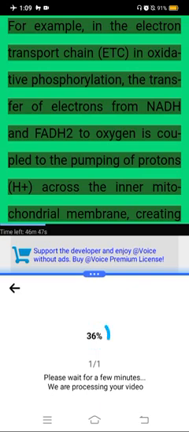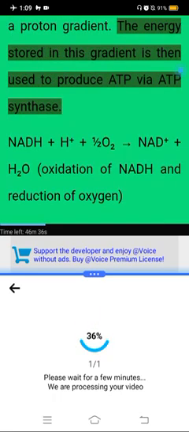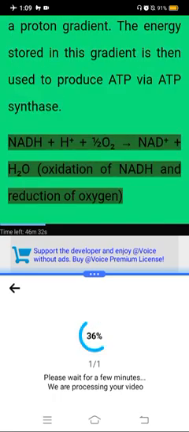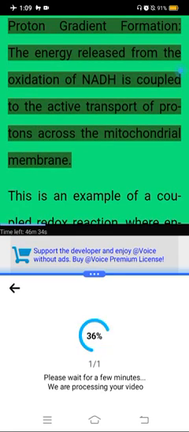For example, in the electron transport chain in oxidative phosphorylation, the transfer of electrons from NADH and FADH2 to oxygen is coupled to the pumping of protons (H+) across the inner mitochondrial membrane, creating a proton gradient. The energy stored in this gradient is then used to produce ATP via ATP synthase. NADH + H+ + 1/2 O2 → NAD+ + H2O: oxidation of NADH and reduction of oxygen.